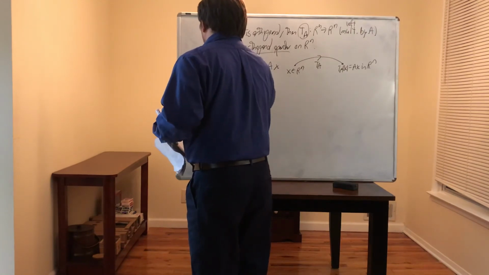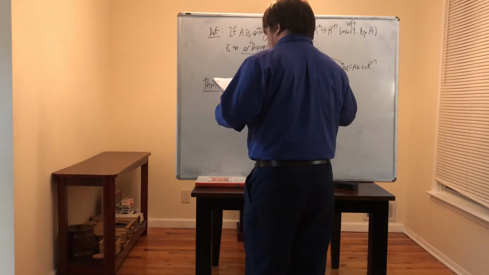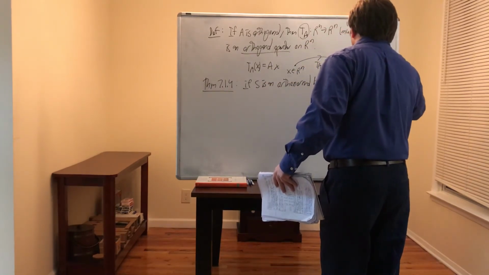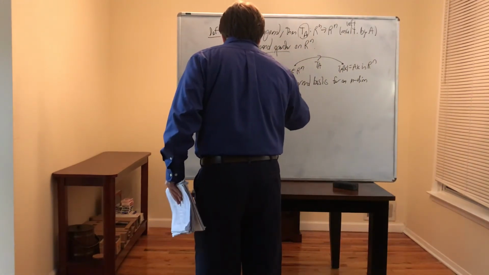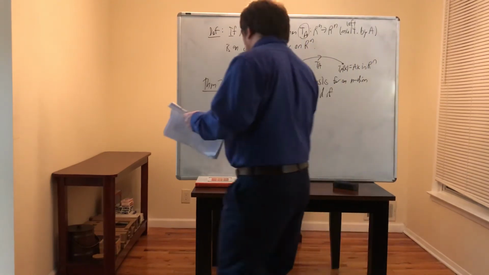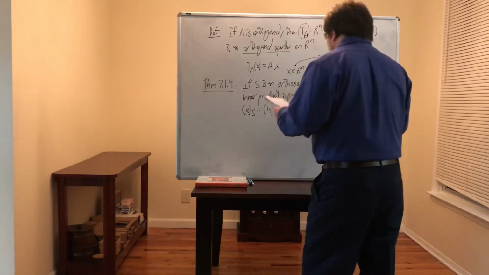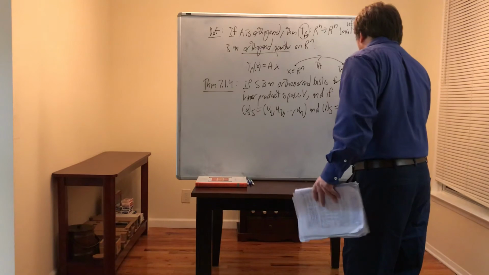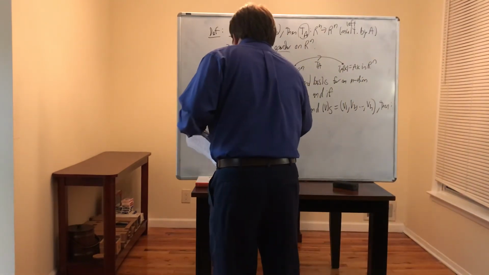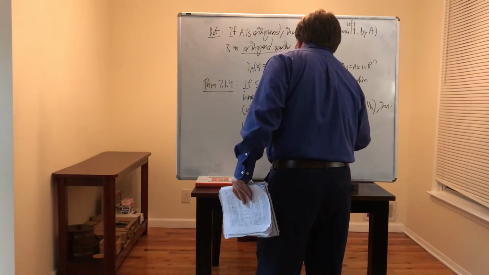This is Theorem 7.1.4. If S is an orthonormal basis for an n-dimensional inner product space V, and if the coordinates of U relative to S are U1, U2, dot dot dot, Un, and the coordinates of V relative to S are V1, V2, dot dot dot, Vn, then statement A is that the norm of U is equal to the square root of U1 squared plus U2 squared plus dot dot dot plus Un squared.